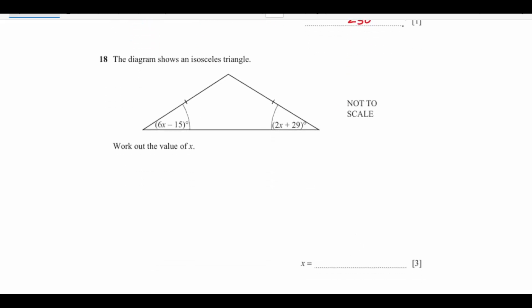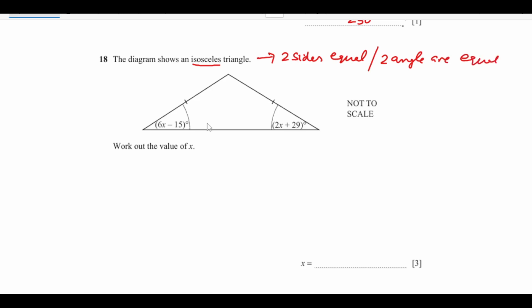Now the diagram shows an isosceles triangle. What is an isosceles triangle? A triangle having two sides equal, right? Two sides and two angles are equal. Two sides, two angles are equal.